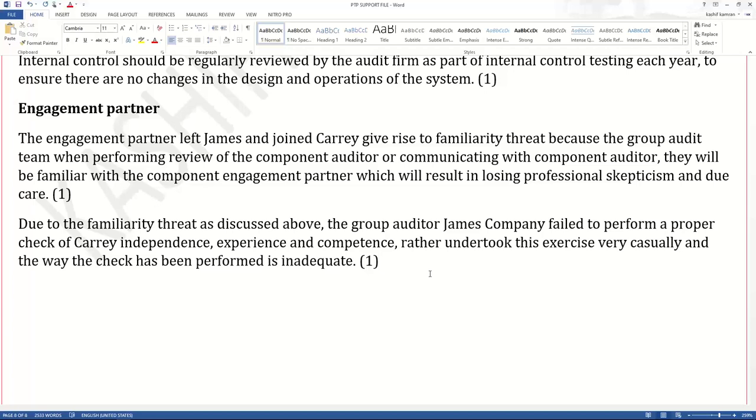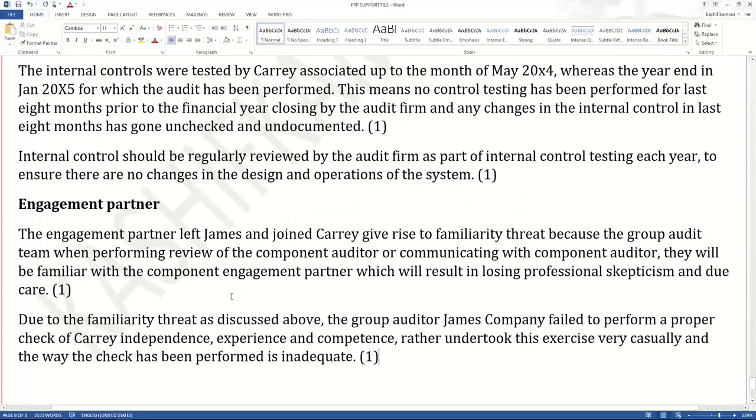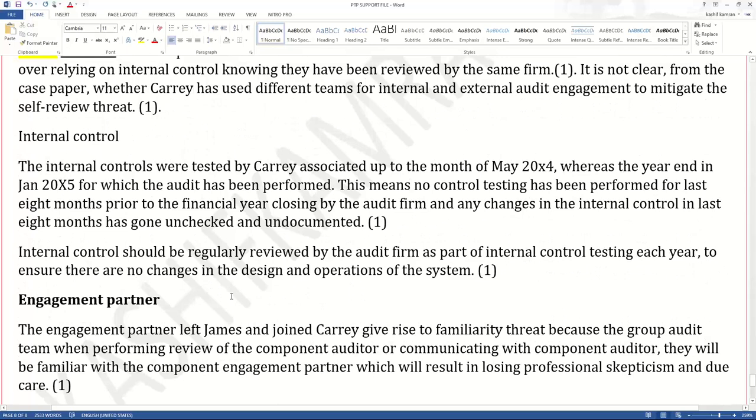This results in a bad quality audit. Or they have not undertaken the check on independence, experience, and competence. This is a bad quality audit. No internal controls have been performed for the last 8 months. This is a bad quality audit. Have I written the word quality anywhere in my answer? Or was I just focused on picking up the issue and explaining why it is an issue?